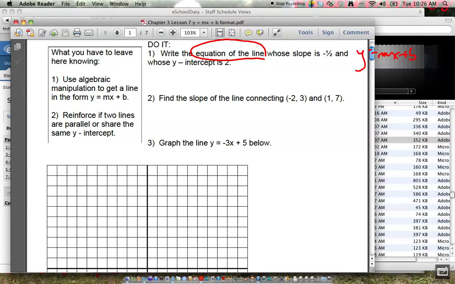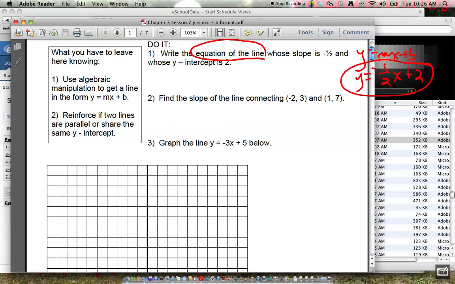What's the slope in this problem? Read it. What does it say? Everybody. Negative half. So y equals, instead of the m, what do I put? Negative 1/2. Negative 1/2 x, and then instead of b, I put the y-intercept. What is that? 2. Plus 2. Done. y equals negative 1/2 x plus 2.